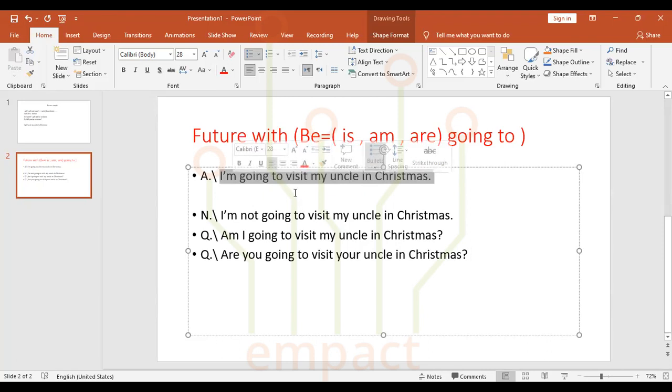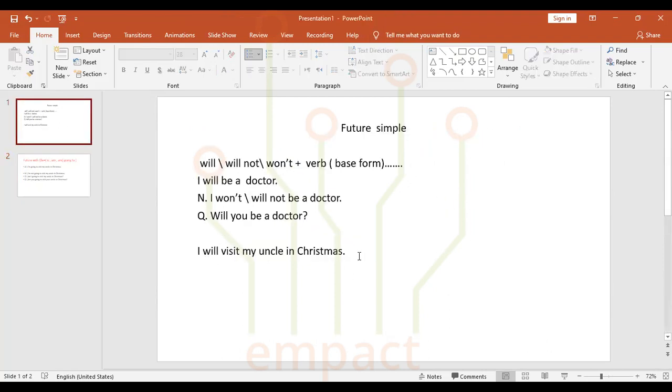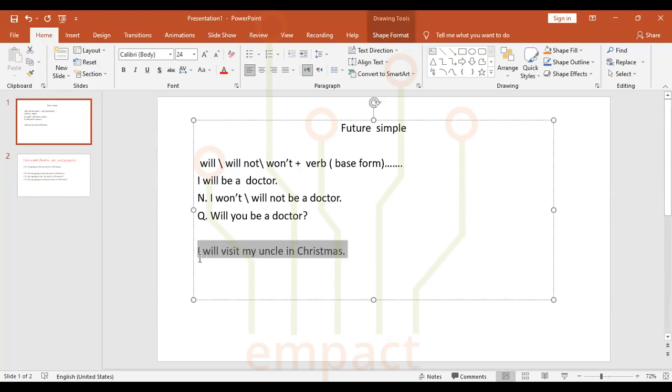You always can say it's a future simple, but you are really sure that you have a really good plan to visit your uncle in Christmas because you said, I am going to. But once you said, I will visit my uncle in Christmas, you are not sure. Maybe something happened and then you cannot visit him. All right?